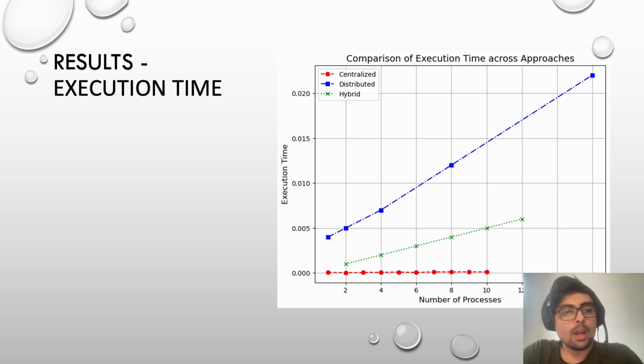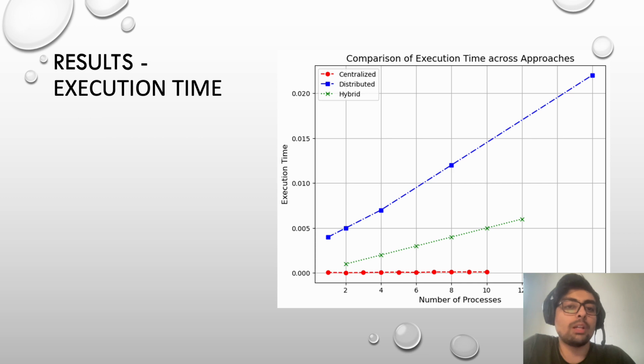Okay, so the first result that we have here is the execution time, and we have compared the execution time of the three approaches. The red one is the centralized, the blue one is the distributed, and the green is the hybrid approach that we have proposed. So here we can see that the centralized approach is the fastest because, having the global information, it is easier to identify if there is a cycle within a graph.